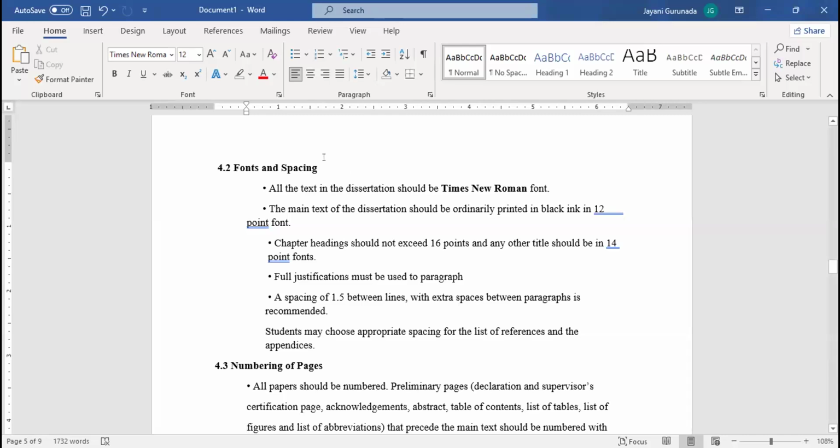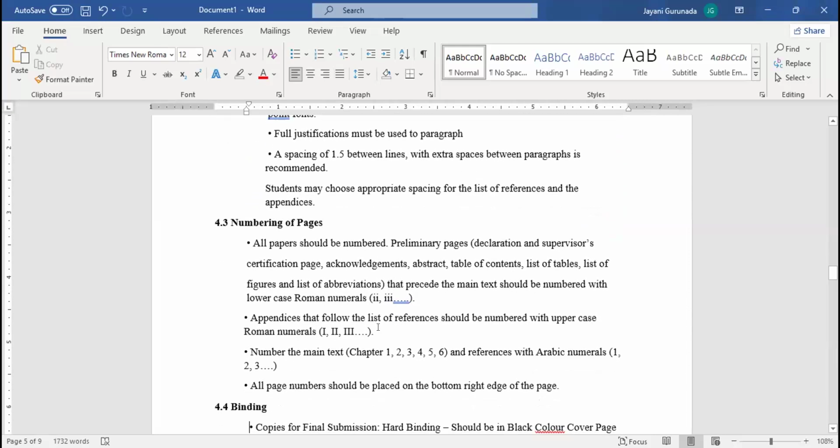Use justify. Do you know what justification is here? Look at here. I don't know whether you can see my computer. On the computer, there is the justify option at the top. It makes the paragraph look neat, like a cake slice. Full justification must be used for paragraphs. Spacing: 1.5 lines between lines, with extra spaces between paragraphs, is recommended. It's fine to increase the space between paragraphs a little. The student may choose appropriate spacing for the list of references and the appendices.